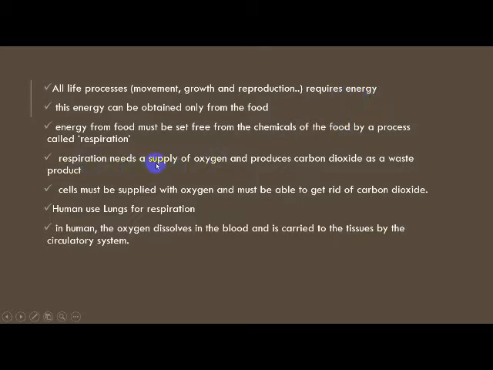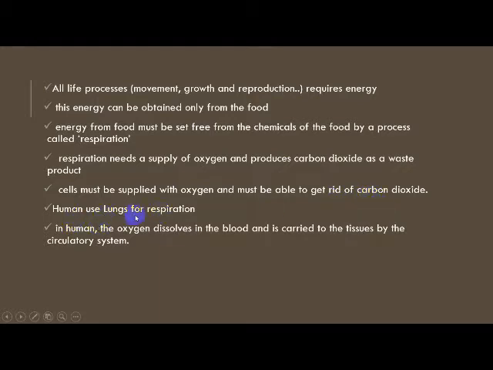Okay, so respiration needs the supply of oxygen. It means without oxygen respiration cannot happen. It means the food particles start reactions with the oxygen and release energy, and as a result of that reaction carbon dioxide is produced as a waste material. So the cell must be supplied with oxygen, and must be able to get rid of carbon dioxide. As I said, at the end of the reactions of oxygen and food particles, carbon dioxide is produced as a waste product, and the cell has to get rid of it, or release the carbon dioxide outside.